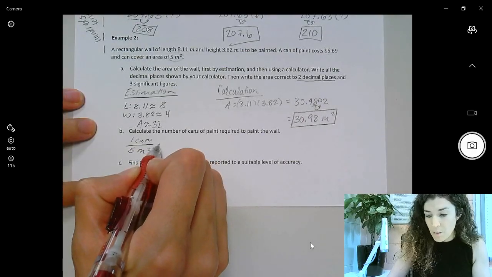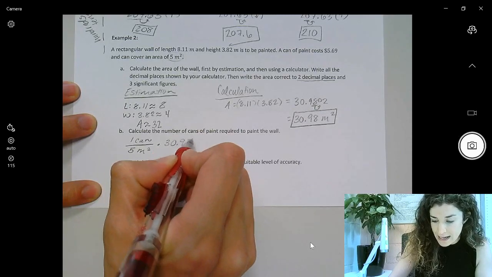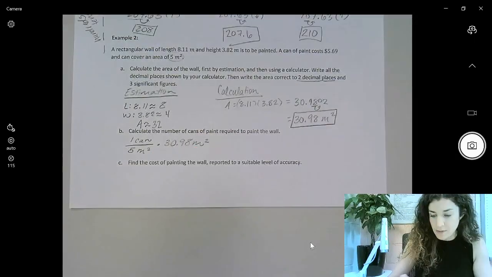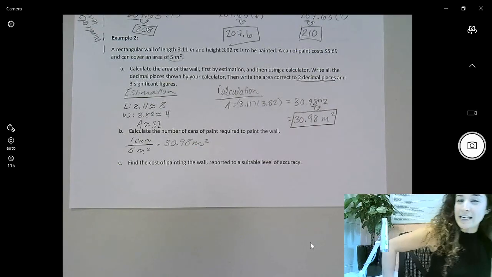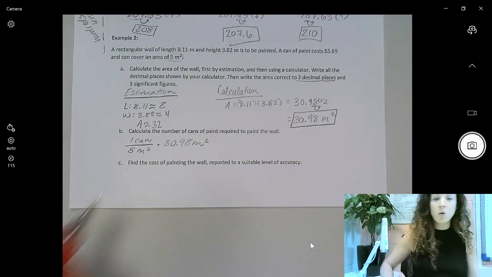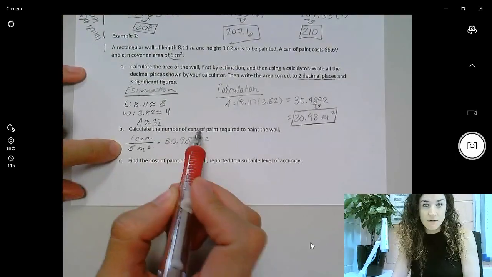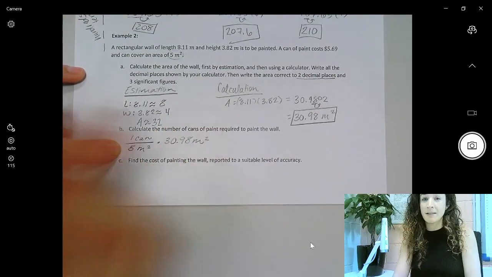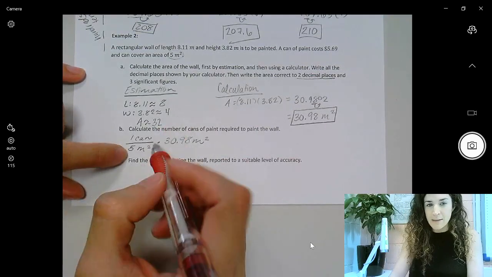Okay, so we're going to multiply that by 30.98 meters squared. So if you were thinking about how to do this ahead of time, you might have been thinking, wait, I think I need to divide them. And you would be totally right. The thing here is that what I'm trying to do is convert my units of measurement into cans. So if you remember conversion rates at all, this is kind of following along the same thing.